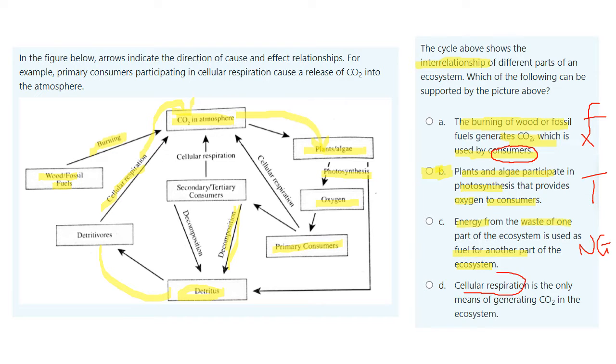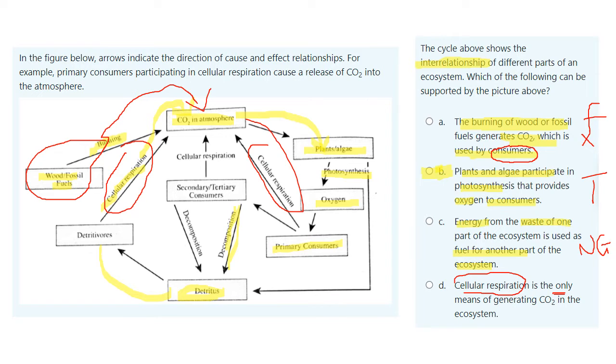D, cellular respiration on both sides of the diagram is the only means of getting CO2 in the ecosystem. Well, no, there's also burning of fossil fuels, which produces CO2. Cellular respiration is something that is there 3 times, but the other one is the burning of fossil fuels. So it's not the only way. The main way, okay, but not the only way. That's why B is the correct answer.